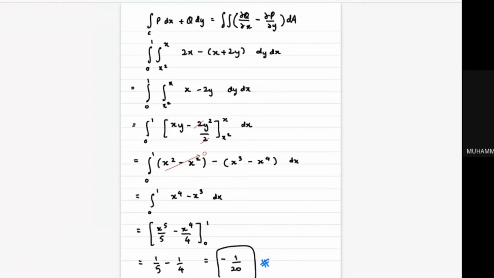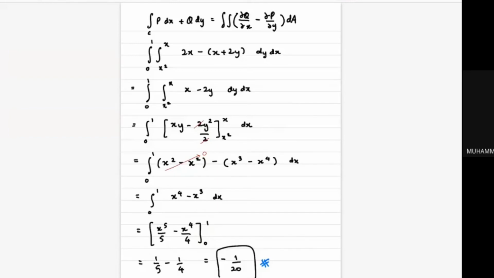Next is to integrate this with respect to x. Very simple. You get x to the power 5 over 5 minus x to the power of 4 over 4 with the limits 1 and 0. Substitute this, simplify, you get minus 1 over 20. So this is your right hand side, finished.